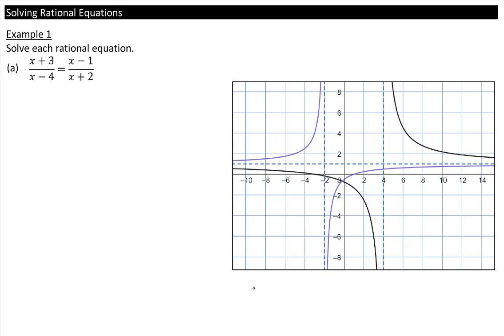Next up is solving rational equations. So for example 1, we're going to solve each of the following rational equations. Starting with (x + 3)/(x - 4) = (x - 1)/(x + 2). When solving rational equations, it's always a good idea to identify your domain.